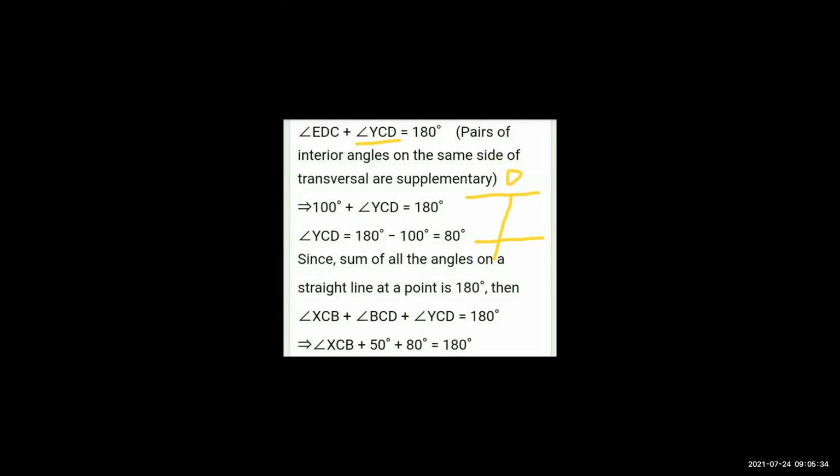Diagram that. Now we found the value of angle. Here you can see the value of angle YCD. Again, that came. Angle YCD, that is 80 degrees. Okay, so the sum of all angles in a straight line at a point is 180 degrees.